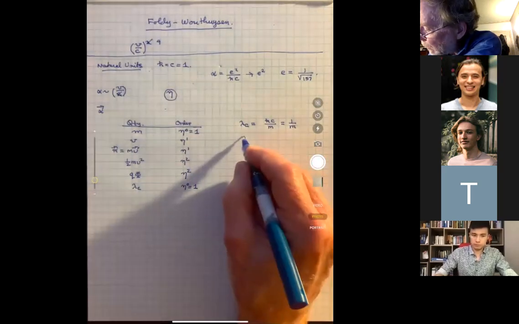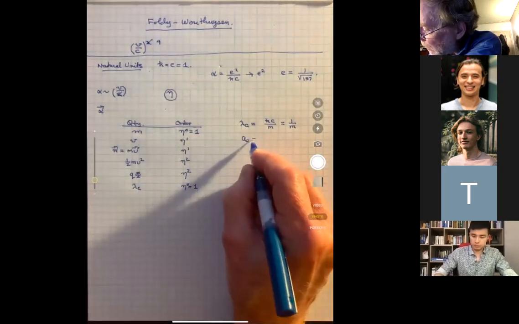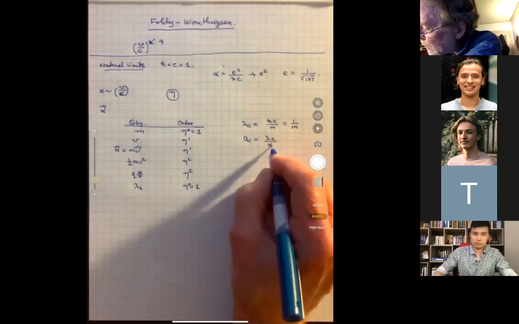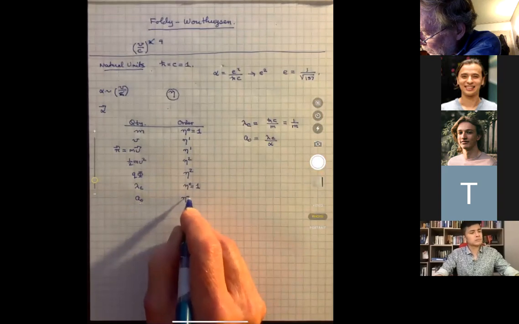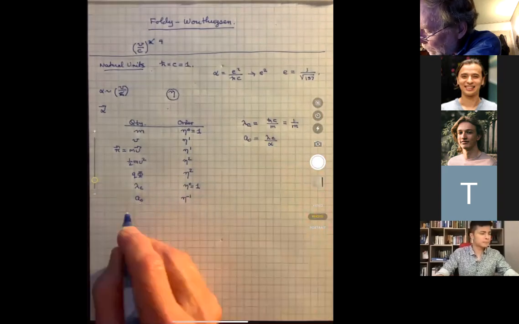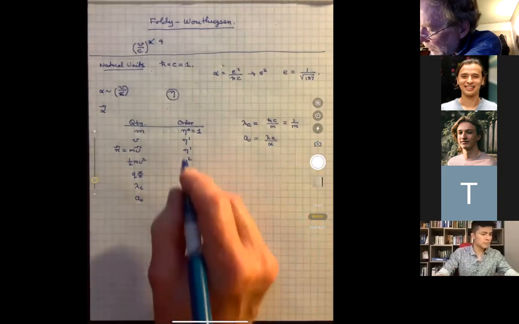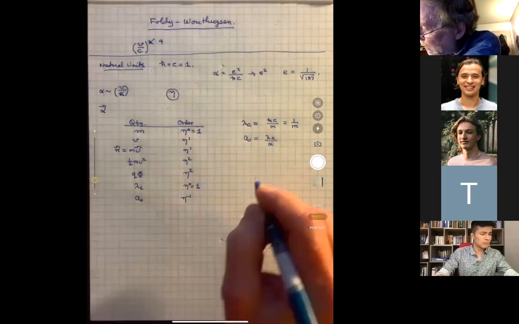On the other hand, the Bohr radius A0 is equal to the Compton wavelength divided by the fine structure constant. And so A0 is actually of order eta to the inverse power. In other words, the Bohr radius is large in this ordering scheme.